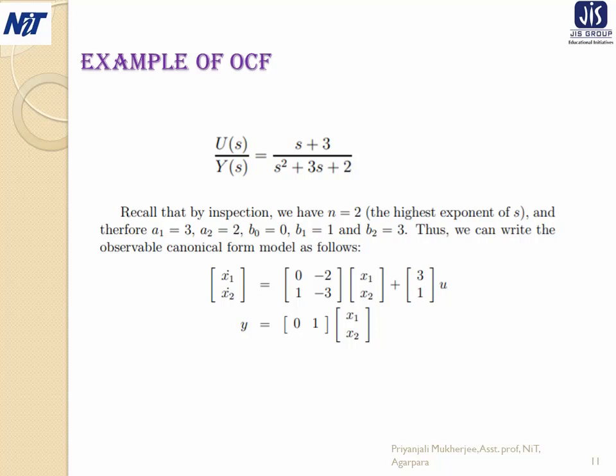In the same way, we can find the B matrix, which will be bn, that is b2, and this is b1, that is 3 and 1. Similarly, y is equal to [0 1], as we can get by inspection from the previous cases. So this one is the observable canonical form, where all the coefficients of the denominator have been written in the last column of the given system.